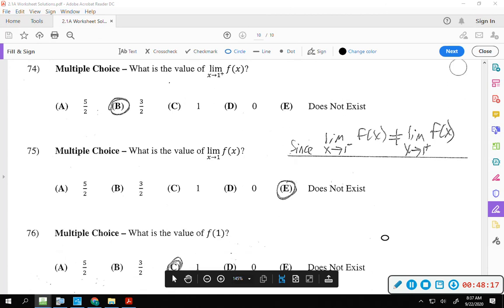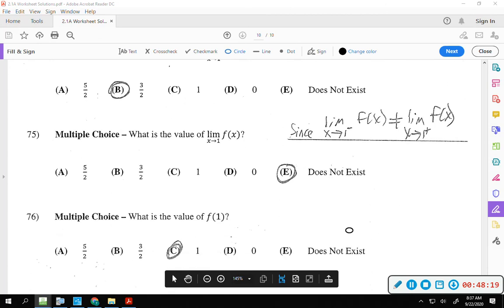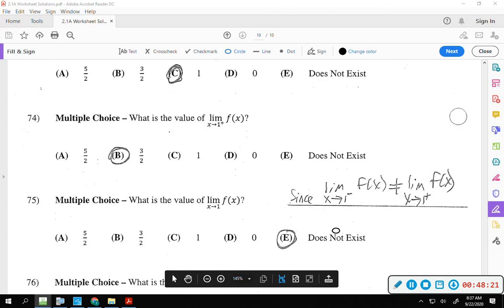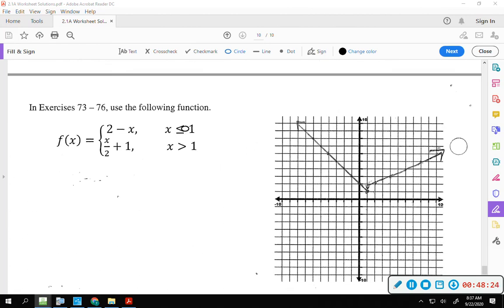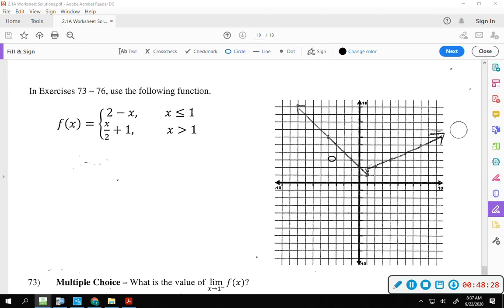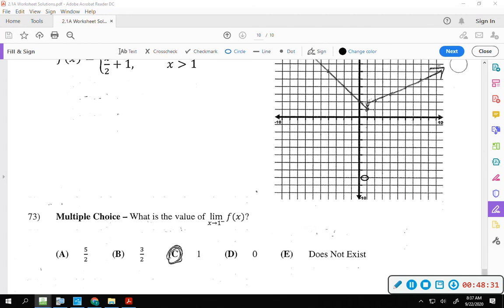What is the value of f at 1? Well, f at 1 is defined by this top piece. 2 minus 1 is 1. F at 1 is that solid dot right there. F at 1 is 1.